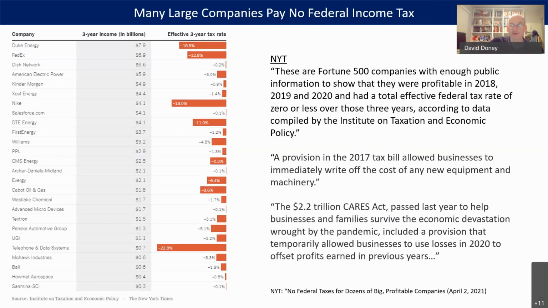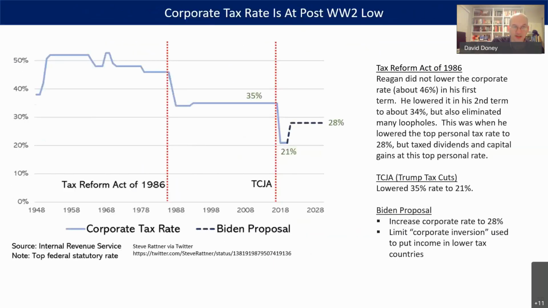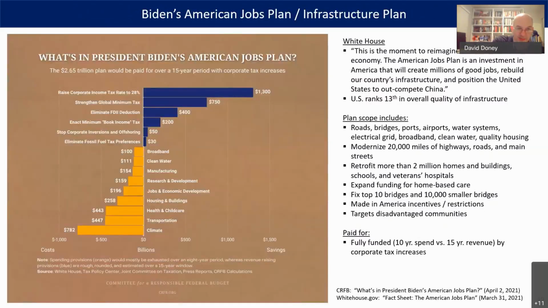But still, this is why one of the things Biden is proposing, and I'm going to go up a second here, is this enact minimum book income tax, and then some other measures called stop corporate inversions and offshoring, which is where a company will pretend that it's earning its money in Ireland, which has a lower tax rate, even though it's really earning the money in the United States or somewhere else, which has a much higher tax. Sorry, the tax rate is lower in Ireland, so they pretend that their profits and revenues are there otherwise, and they get away with murder.